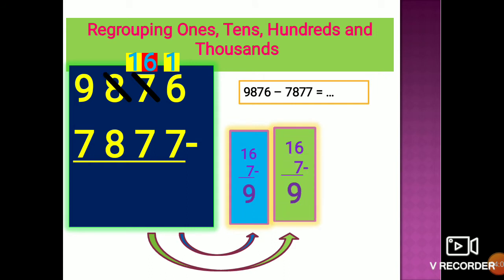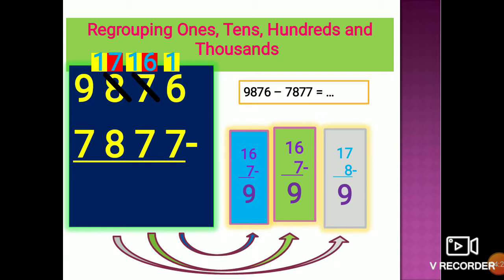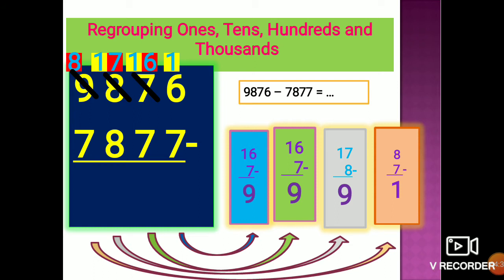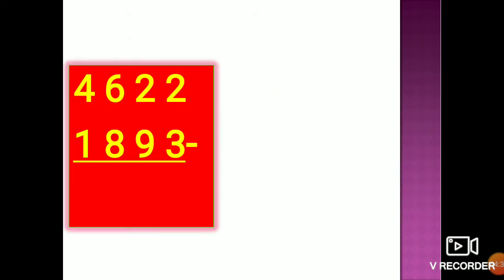And then the 8 has already changed into 7. 7 minus 8, is that possible? No, so we need to borrow from 9. So now it becomes 17 minus 8 equals 9. Now 9 changed into 8, because we already borrowed from it. So 8 minus 7 equals 1. So what is the result? 8,999. Follow me step by step, guys. It's a bit tricky, but you will be just fine.